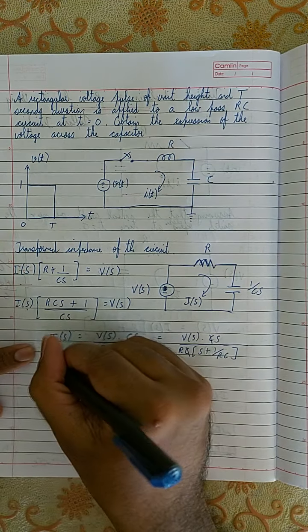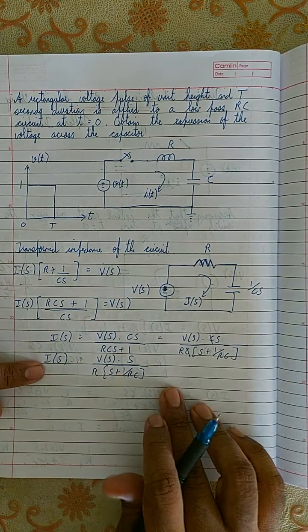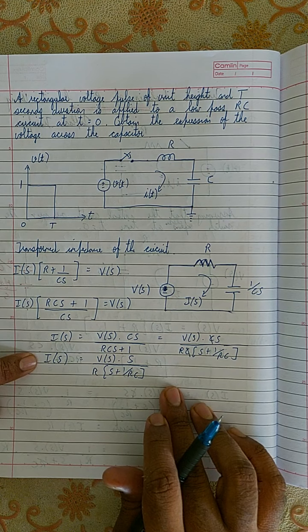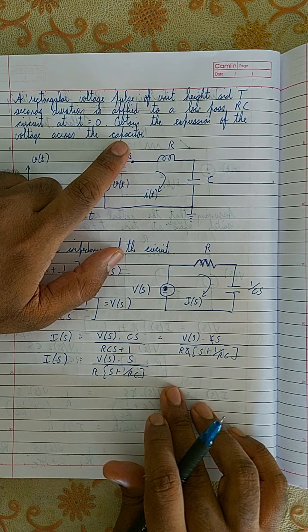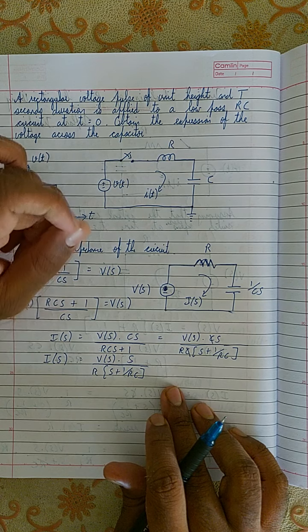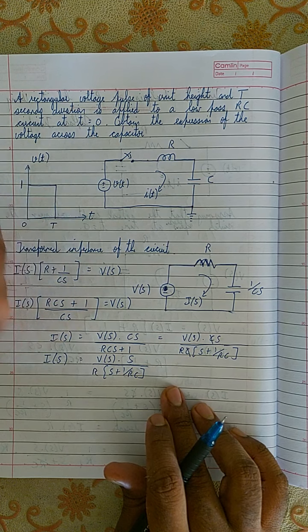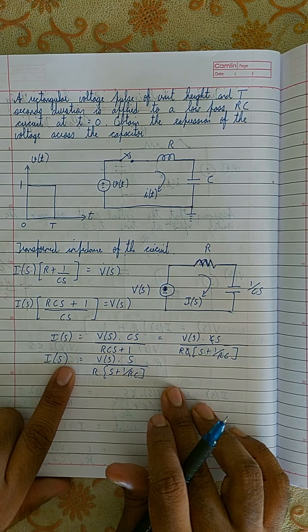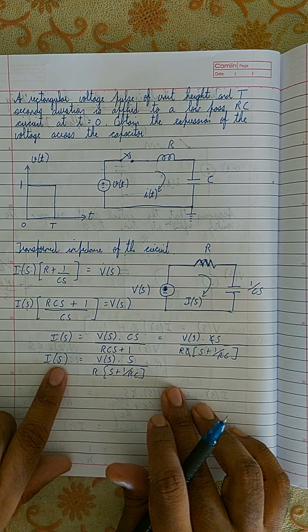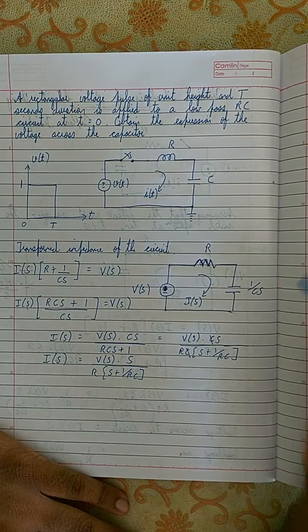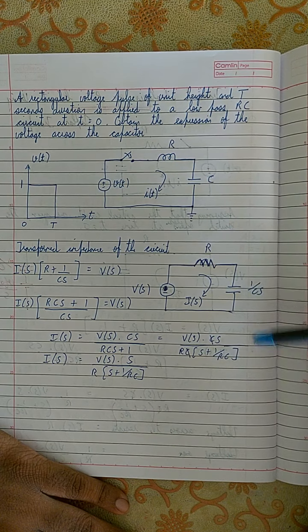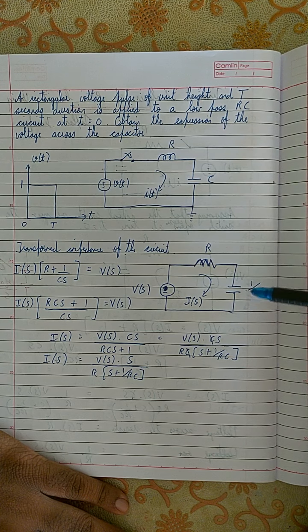So this is the current across the element. Why did I find the current across the element? Here the question was to obtain the expression of the voltage across a capacitor. The reason is, if you're trying to find the voltage across any element, the first thing you need to do is find the current across the element itself. First you find the current across the element, and then you multiply that current with its impedance. So here they're saying obtain the expression of the voltage across the capacitor. The voltage across the capacitor is nothing but the current across the capacitor into the impedance of the capacitor, which is 1 by Cs.